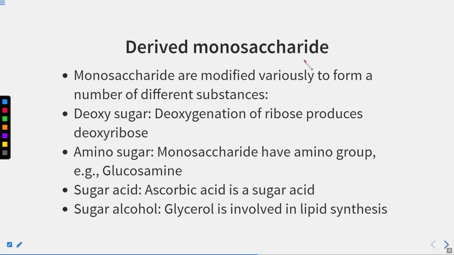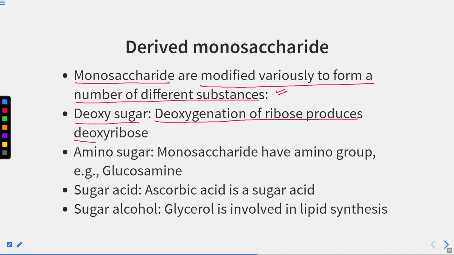Derived monosaccharides. Now what are those? Monosaccharides are modified variously to form a number of different substances. Means we can see modification in the case of monosaccharides. Deoxy sugar: deoxygenation of ribose produces deoxyribose. Means oxygen is removed there and it forms a ribose structure like this, and it is called deoxyribose.